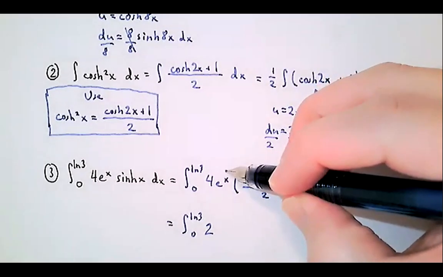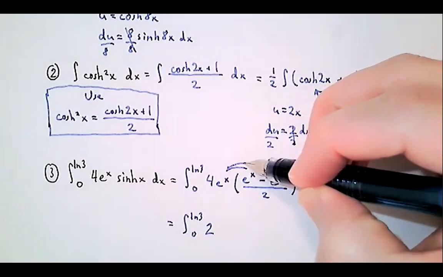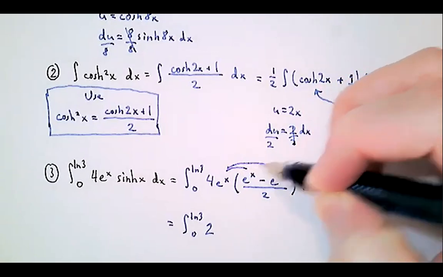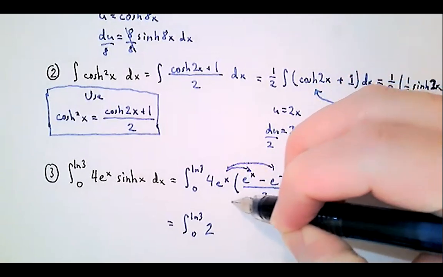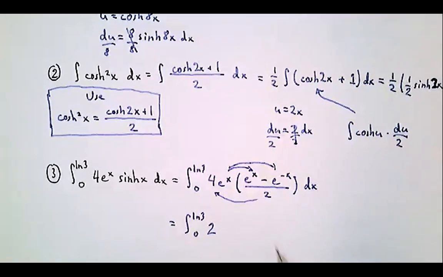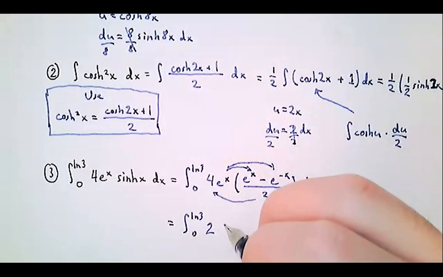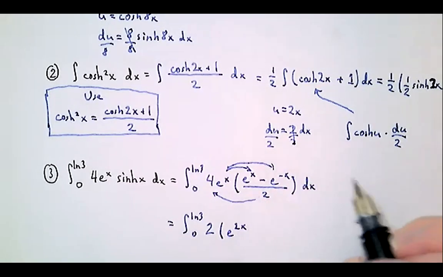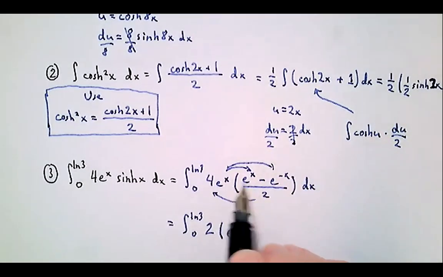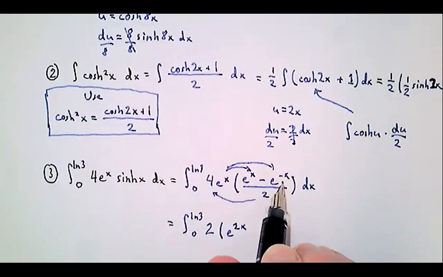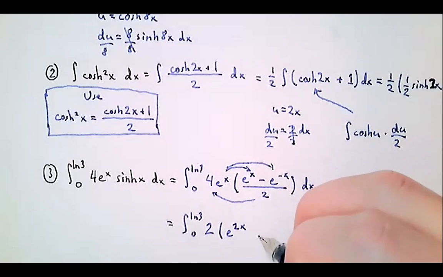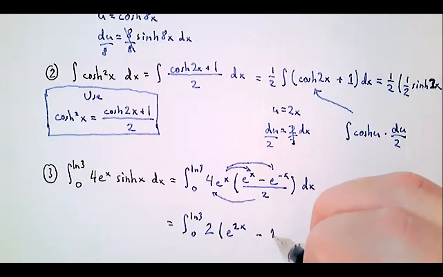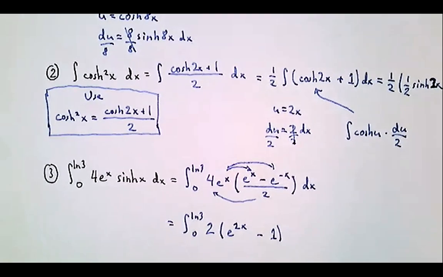And then we'll distribute the e to the x inside. So this comes out, e to the x goes in. When you multiply e to the x times e to the x, you get e to the 2x. Remember, you add the exponents when you have the same base. And when we multiply by e to the minus x, x minus x gives us a 0. And e to the 0 is just 1.